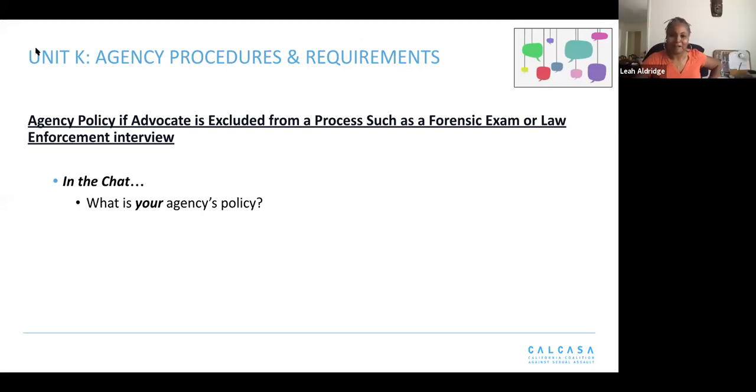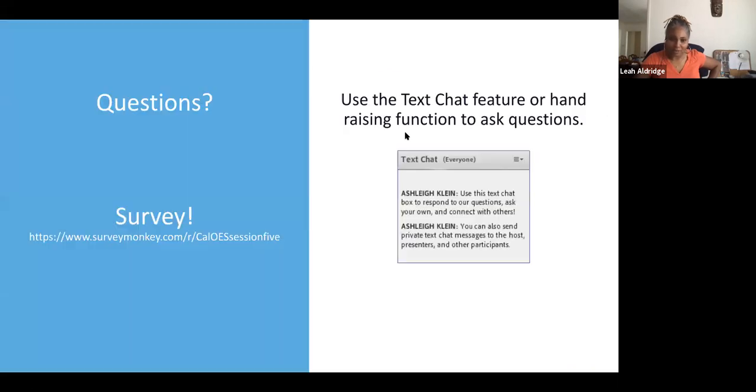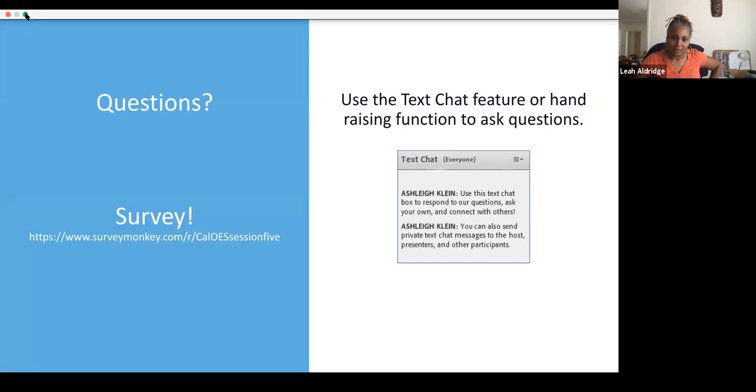Okay, so we're nearing time. Just want to make sure that you have a process in place and your folks know what to do if they are excluded from a forensic exam or from a law enforcement interview or anything like that.